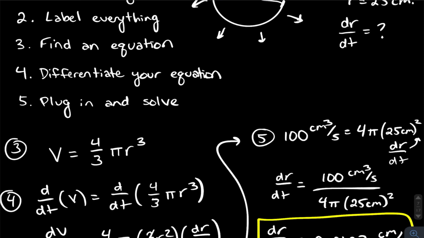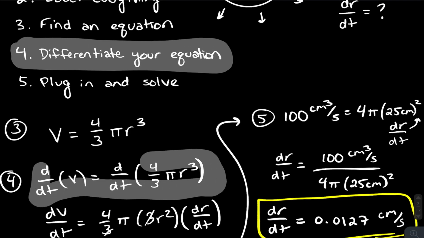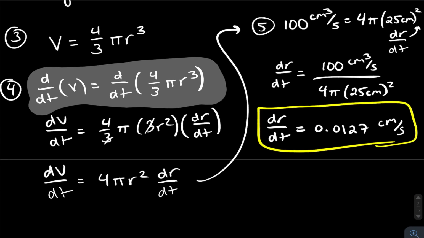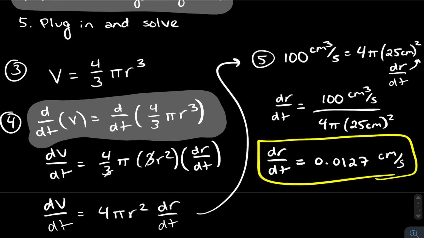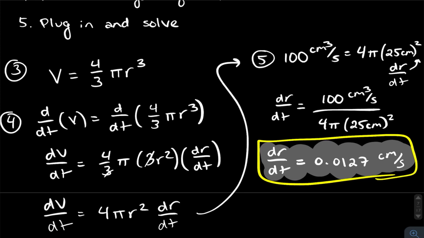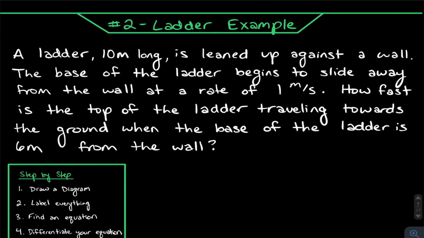Then come in the derivatives. Then we differentiate our equation. We take time derivatives on both sides. And then once we do that, we end up implicitly differentiating a little bit. We plug in and solve. That's step 5. And when we do that, we get dr/dt is 0.0127 centimeters per second. So that is it for number 1.